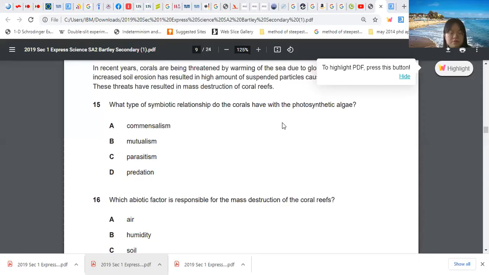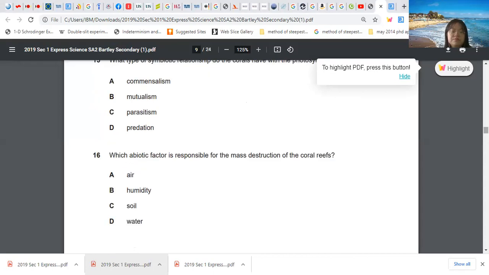Whole picture, okay? Just show my picture. Okay. So what's your answer for 16? C. Okay, why?